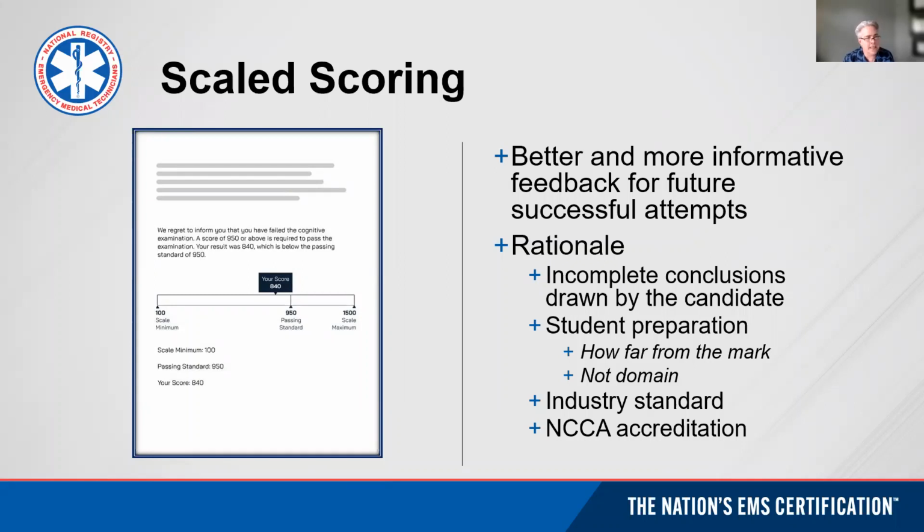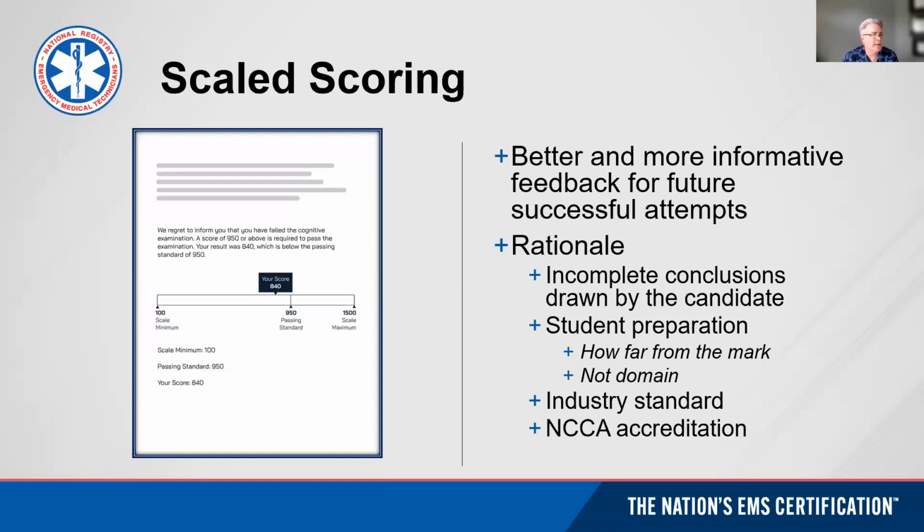And so what a candidate who has failed the examination will get is a document that looks much like this. And it will say that the passing score was 950, and it will tell the candidate how far they are from the passing score. And so in this example here, this particular candidate has scored an 850, which is not quite enough. And so they would be notified that they have failed the examination, and this is how far they are off of the mark.